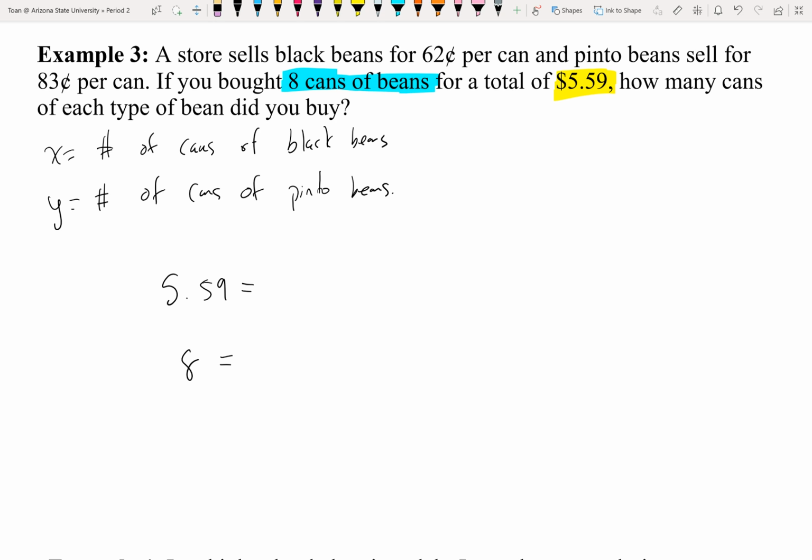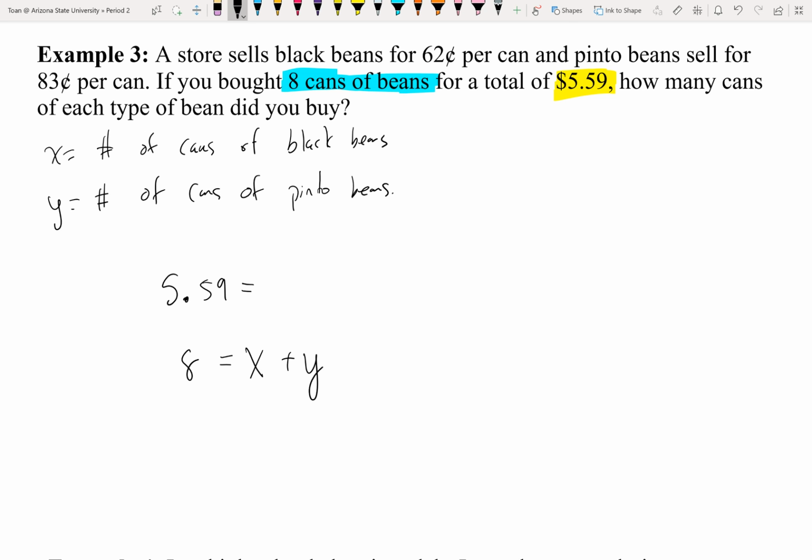Eight is the total number of cans. I'm only buying 2 kinds of beans, right? Black beans and pinto beans, so it's x plus y. The number of cans I bought of black beans plus the number of cans I bought of pinto beans should be the total number of cans, which is 8, right? Don't overthink these.